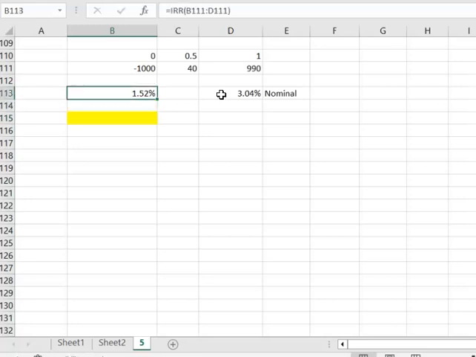1.52% cannot work because it is for 6 months. 3.04% does not work because it is nominal. It is asking you about the real. Okay, let's do it together. When we want to calculate the real, we have learned that after 6 months, our $1 becomes this much.